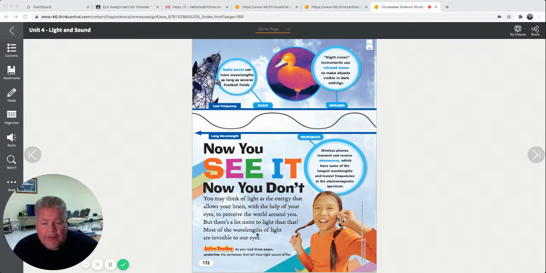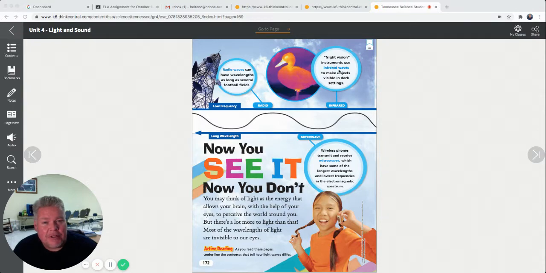Most of the wavelengths of light are invisible to our eyes. Do you know that? We can't even see some of the light. Look at this up here. Radio waves can have wavelengths as long as several football fields. Well, that's long. So remember the waves we talked about? The wavelengths. Can you imagine a wavelength as long as a football field? They have a big, long wavelength. Now, wavelength, remember, is the top of a crest to the top of a crest, so from here to here.